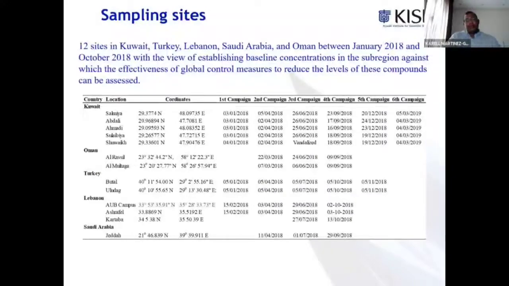As expected, we have many sites, like 5 different sites in Kuwait, because we can't deploy that many samplers in the other countries, where we tried to get as many as possible, also considering the funding that we have. We included 2 sites in Al Rasil and Al Multaga in Oman. These 2 sites are very interesting because one is close to a hospital waste incinerator, and the other one is close to a metallurgic industry. Also Butal and Uludag in Turkey. And there is another interesting site, the American University of Beirut, where we have some interesting data. Then unfortunately only 1 site in Jeddah, Saudi Arabia.